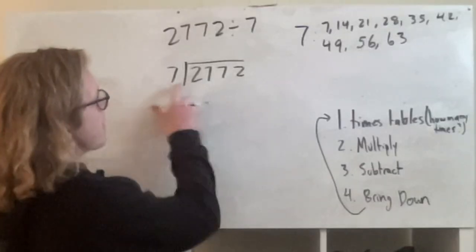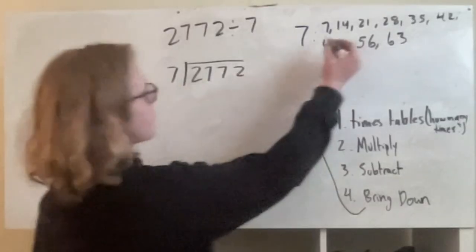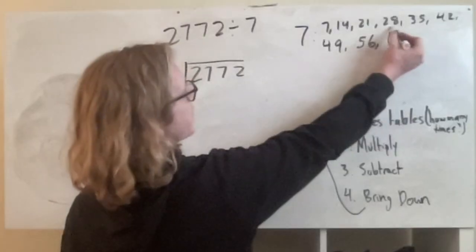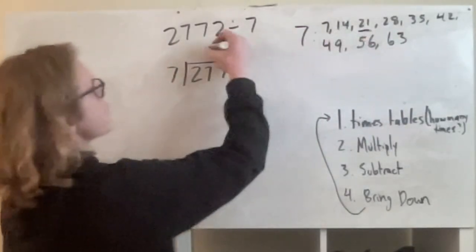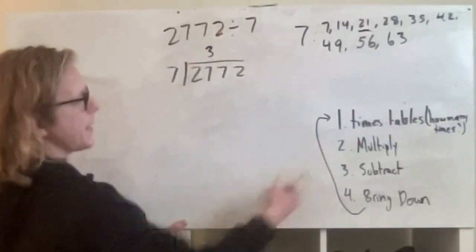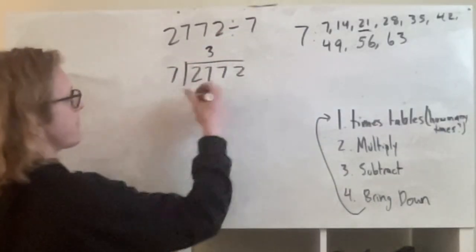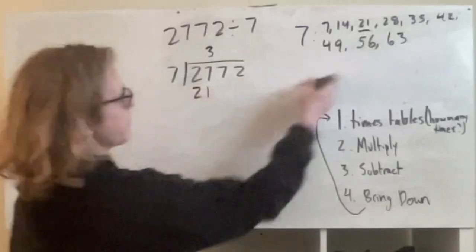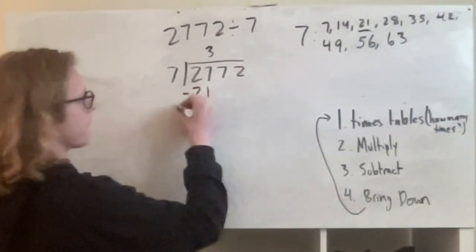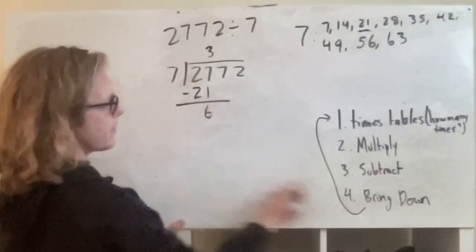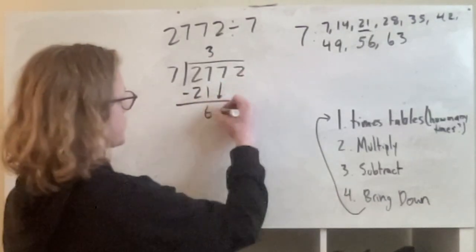How many times can 7 go into 27? What's my biggest times table here? Well, 28 is just barely too much. 21 works, which is 7 times 3. Okay, next we multiply. 3 times 7 is 21. We basically put the times table down, right? Then we subtract. 6 left over, and we bring down the next digit.